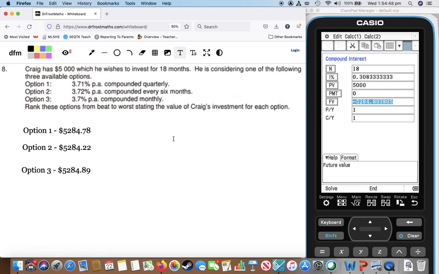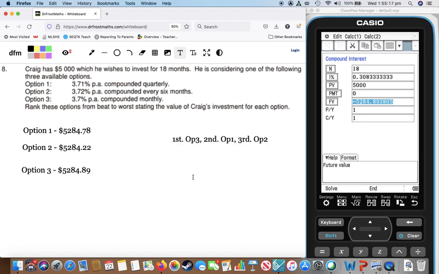So if you wanted to get your full marks, you'd be saying option 3 is first, second is option 1, and third is option 2.